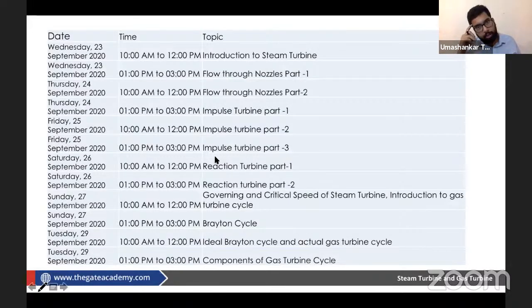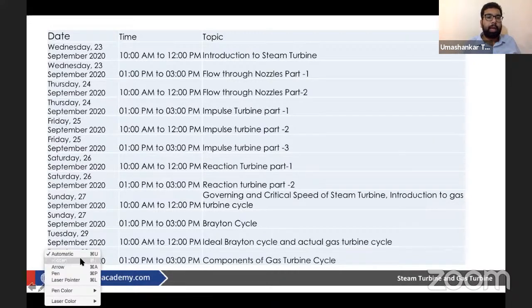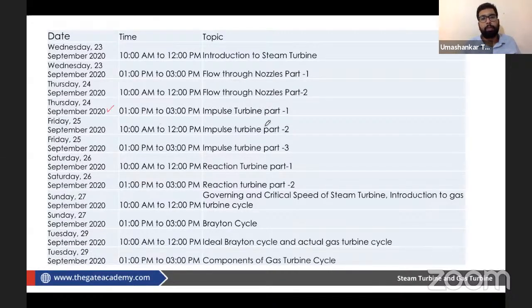So this is our fourth lecture. In this fourth lecture, we are going to begin the impulse turbine again. We have discussed something about impulse turbine before as well. But before that, some of the nozzle part was left to be discussed, which is also a part of impulse turbine only. So first of all, we will conclude the nozzle in all respect. Then we'll move to the impulse turbine thing.